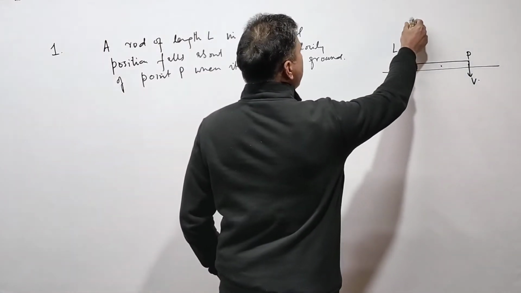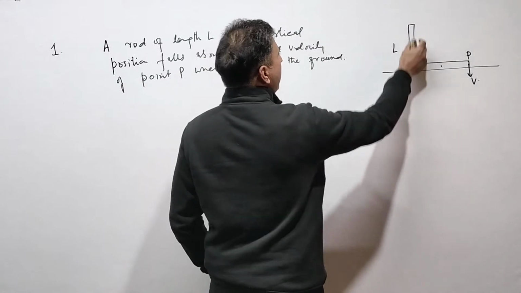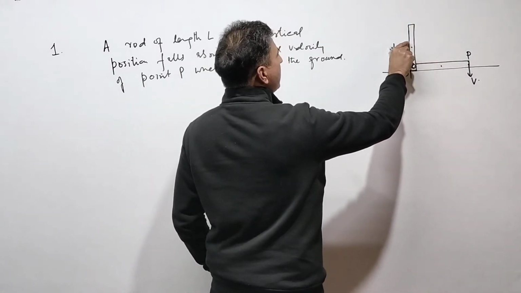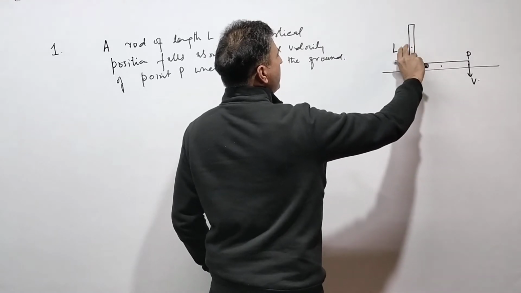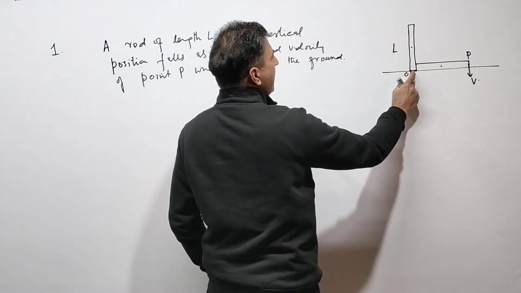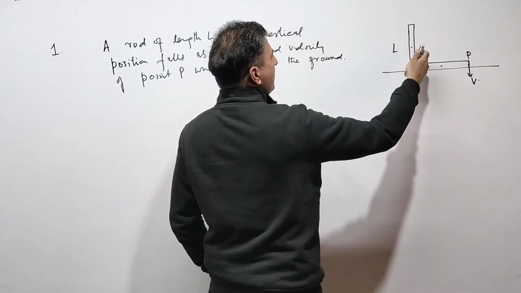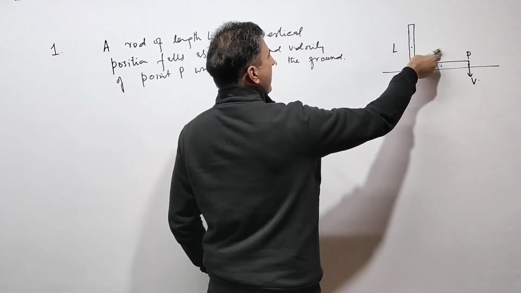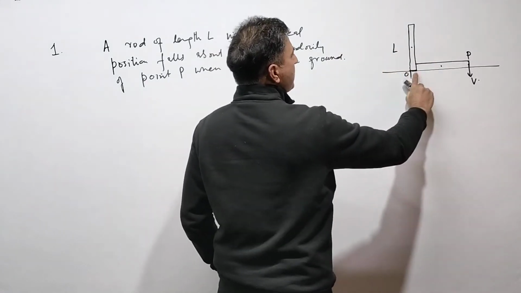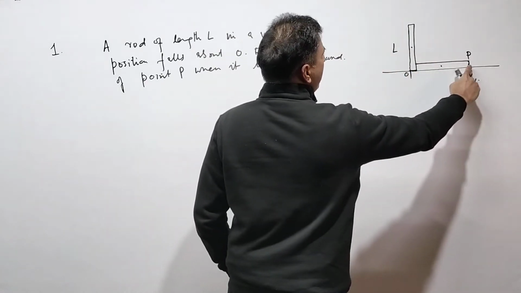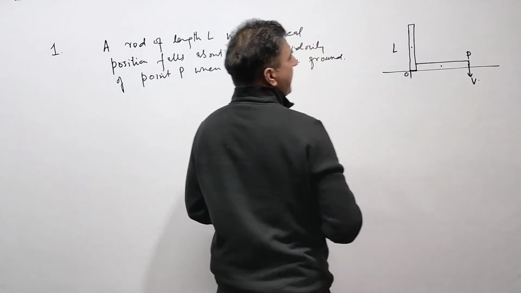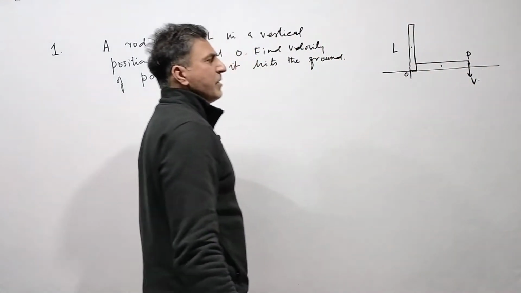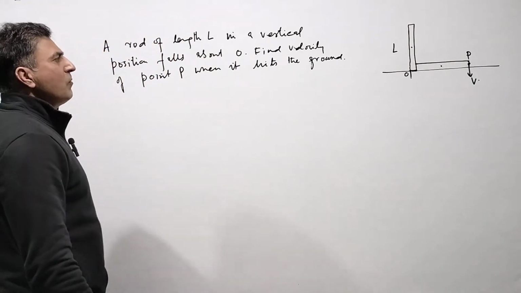The problem is like this. It is a rod in the vertical position of length L. It falls. We give it a slight push so that it falls about this point O. That means this point O does not move. It rotates about point O and then it falls. When it falls onto the ground, we have to find what is the velocity of this point P, the end point of the rod, when it hits the ground. That is all. So what do we do?